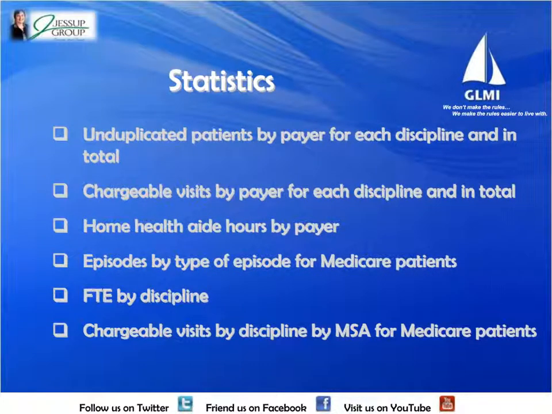So we're going to just take a look at some of the specific data. The first set of data is statistics. Section S of the cost report are all statistic pages for both home health and hospice.